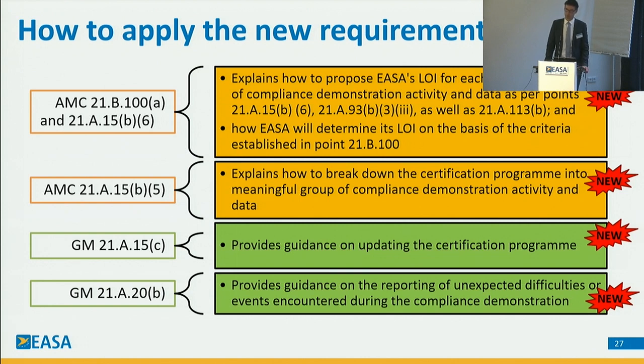Then we have the AMC 21.A.15(b)(5), which explains the idea of the compliance demonstration item, or this grouping into meaningful groups of compliance demonstration, activity and data. Then we have guidance material to 21.A.15(c) that provides guidance on how to update the certification program and why, and guidance material to 21.A.20(b), which provides guidance on the reporting of unexpected difficulties or events encountered during the certification exercise. So these four are completely new and provide the message in a more extensive way than in our slides today.